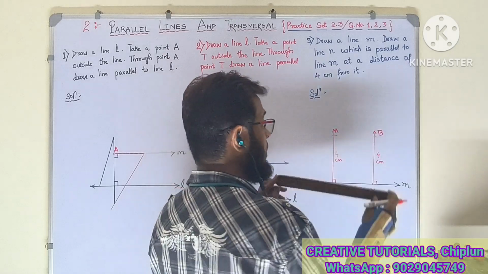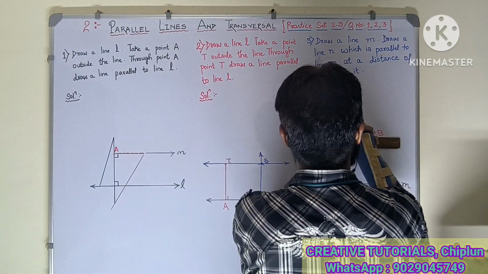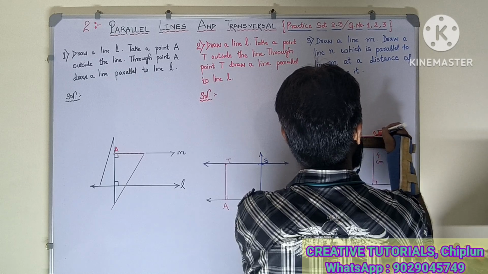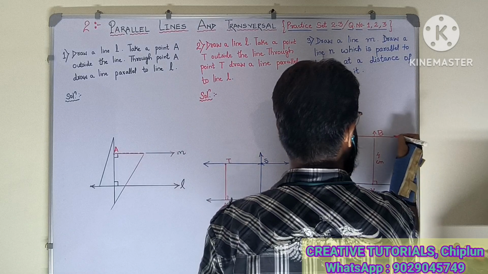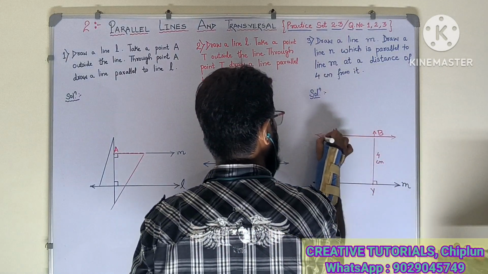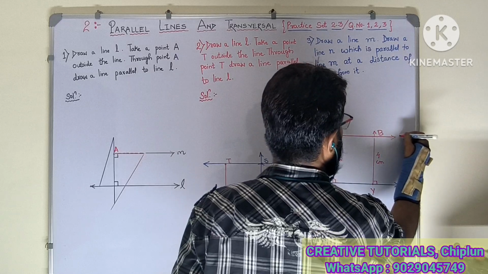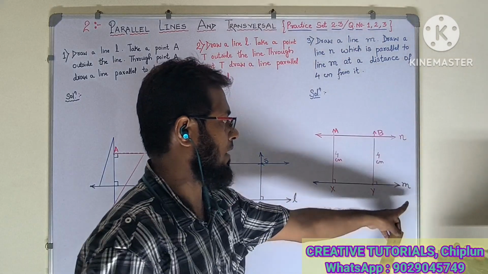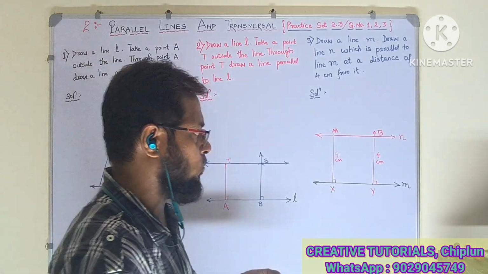Now what you will do is, you will join these 2 points and extend them on either side. Now this line AB, what we have got, is nothing but our line N. This is our line N which is parallel to line M. That's it. You see, how simple it was.